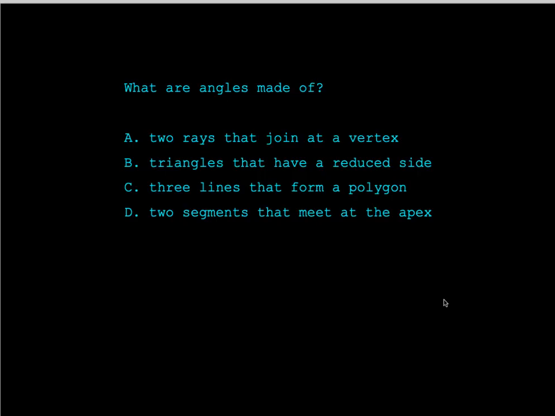What are angles made of? Is it A, 2 rays that join at a vertex? B, triangles that have a reduced side? C, 3 lines that form a polygon? Or D, 2 segments that meet at the apex?